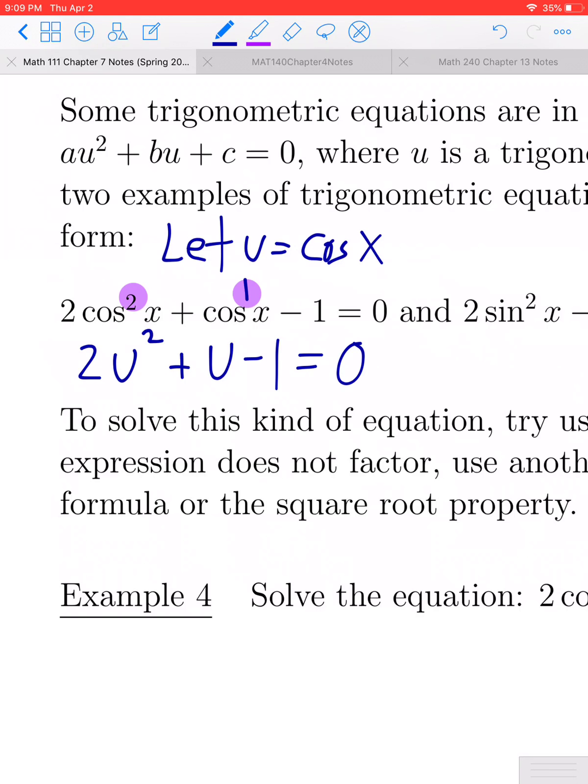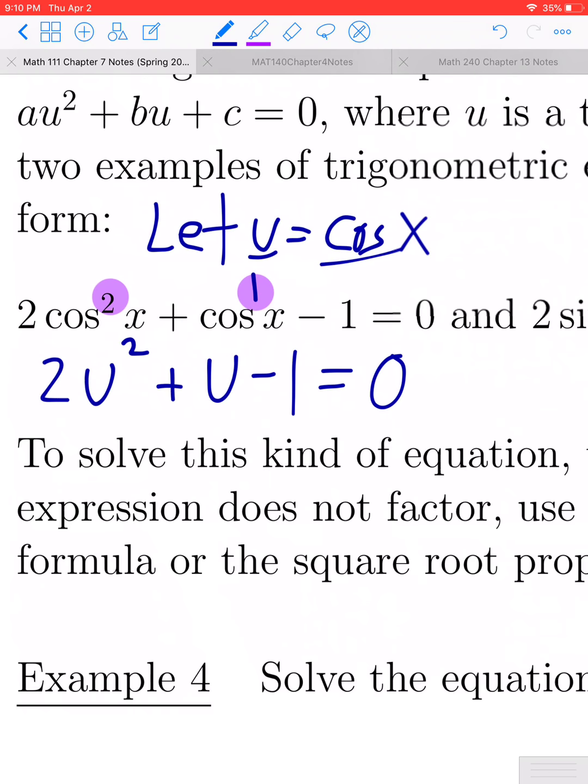We could solve this quadratic equation for the variable u. Mostly in this section, they should be factorable, or potentially you might need to use the quadratic formula on occasion. And then once you find the values for u, you can back substitute to solve for the values of x by setting u equal to cosine of x.